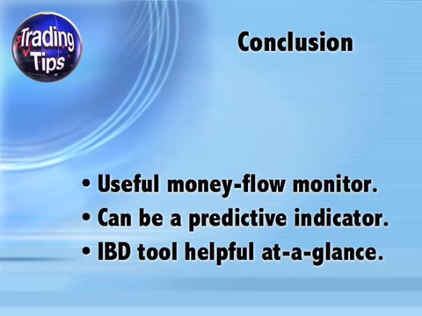Similar to the accumulation distribution line, IBD's accumulation distribution rating is a great tool for viewing a stock's approximate accumulation distribution at a glance.